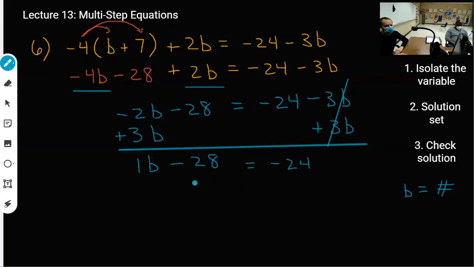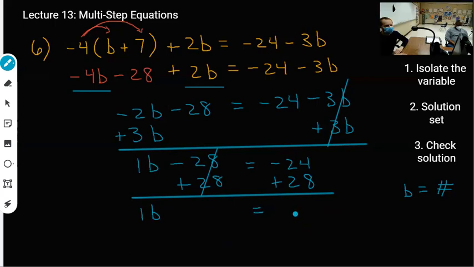And then the last thing I have to do is my two-step equation. I've got to get rid of the negative 28, and I've got to get rid of the 1 so that b can be by itself. To get rid of a negative 28, we're going to add 28 to both sides. That way, the negative 28 and the positive 28 will add up to give me 0, so they cancel out. And I bring down the 1b.